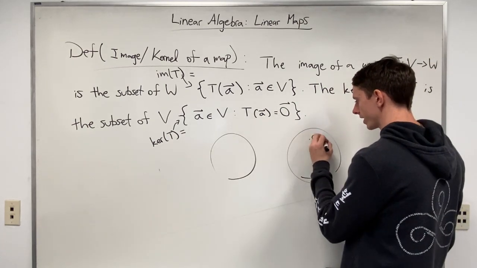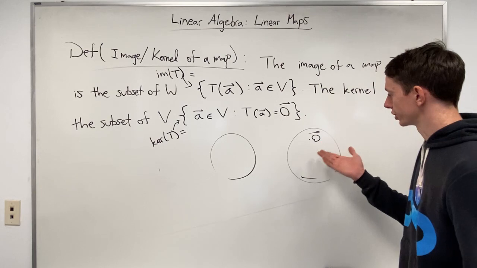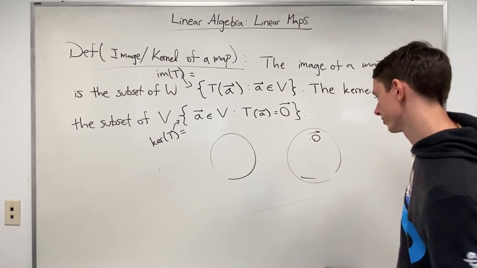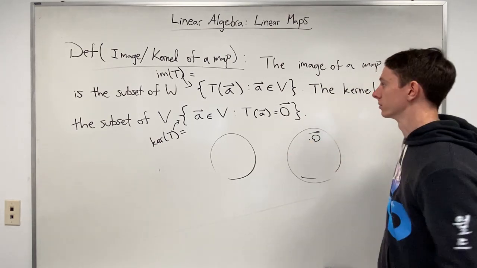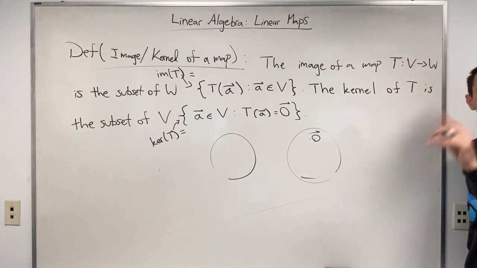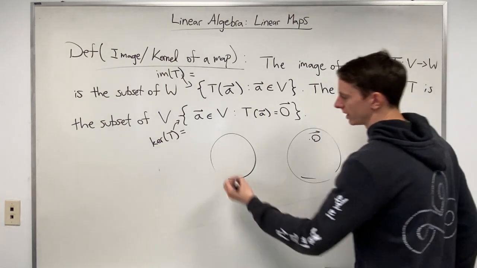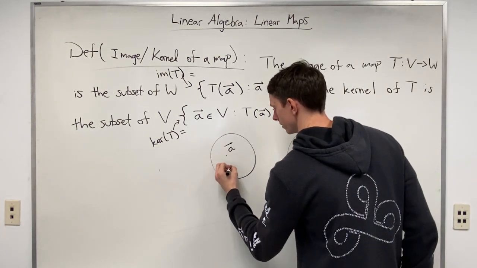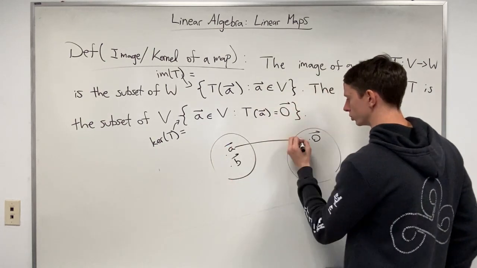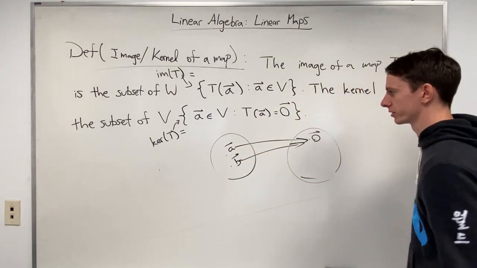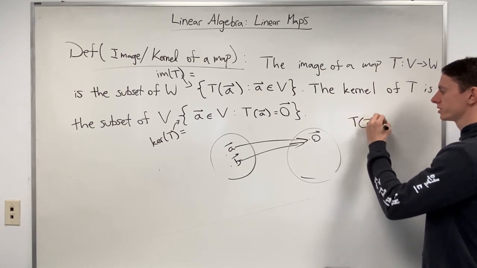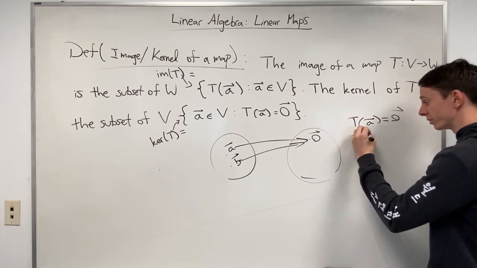So if we had the 0 element, which in our case would be the 0 vector, because we're talking about domains and codomains which are vector spaces, and maybe we have elements A and B, which both map to the 0 vector. So we have T of A equals 0 and T of B equals 0.